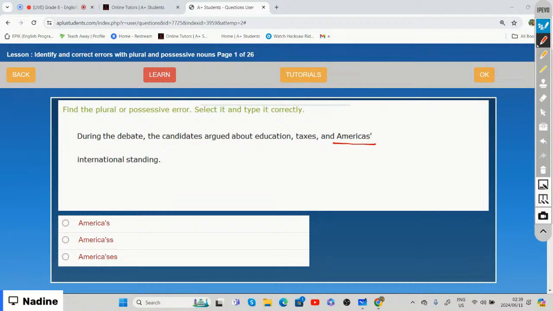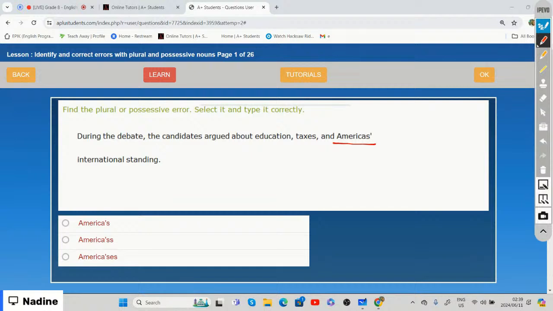So if we are going to correct the error within that sentence, right? Remember we said that we only add an apostrophe at the end of the word without the s once it is a plural, right? So if it's a plural, and the plural ends with an s, then only we add the apostrophe without the s at the end of that word. But in this case, we are showing possession, right? So they are arguing about America.